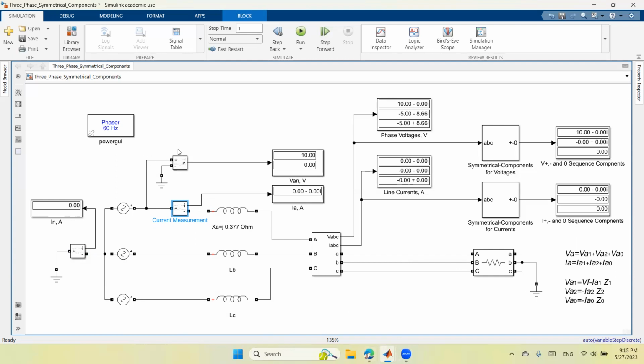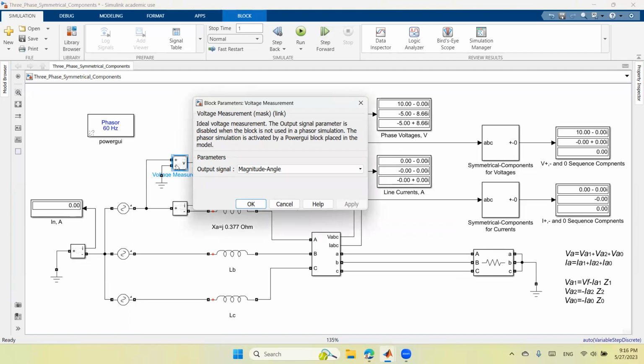And here I'm also using a voltage measurement device. This voltage measurement device is connected between phase A and the ground. So it will be phase to ground, or line to ground, or line to neutral voltage. And I'm selecting for this voltage measurement magnitude and angle.